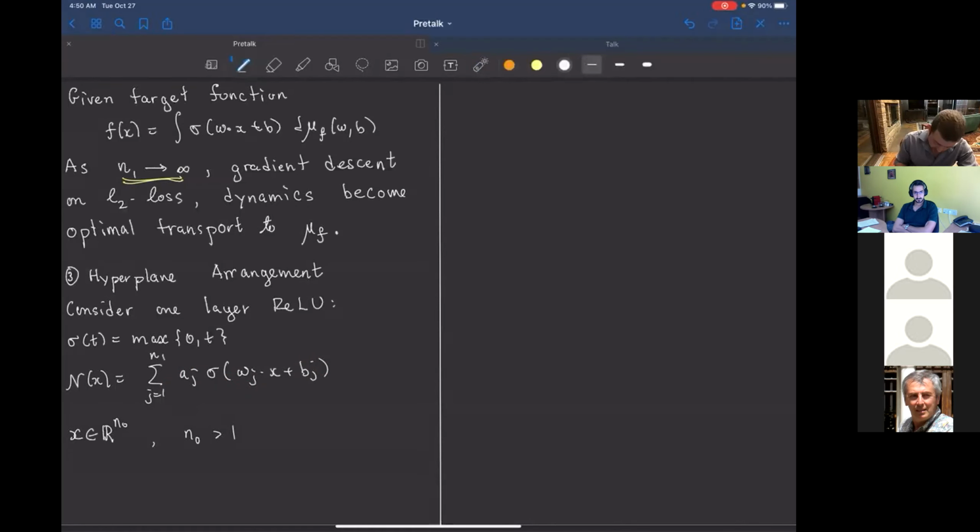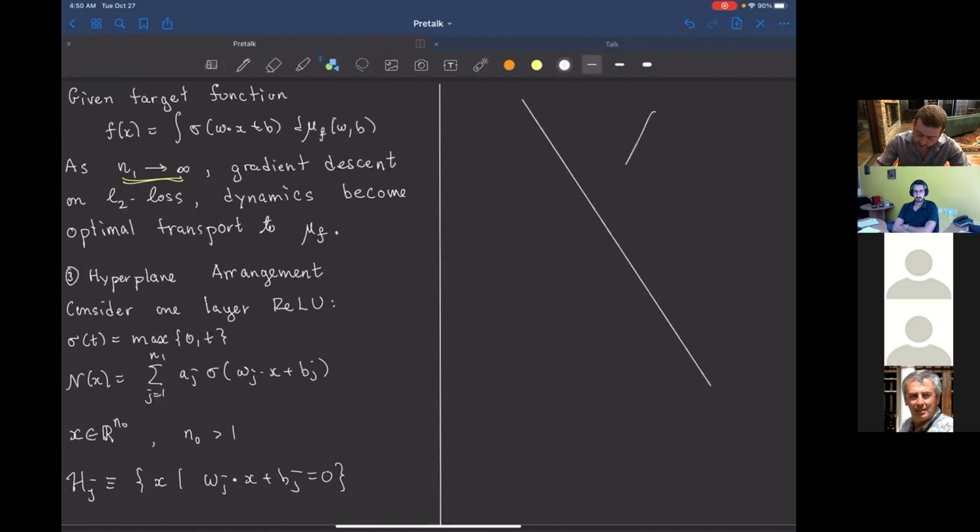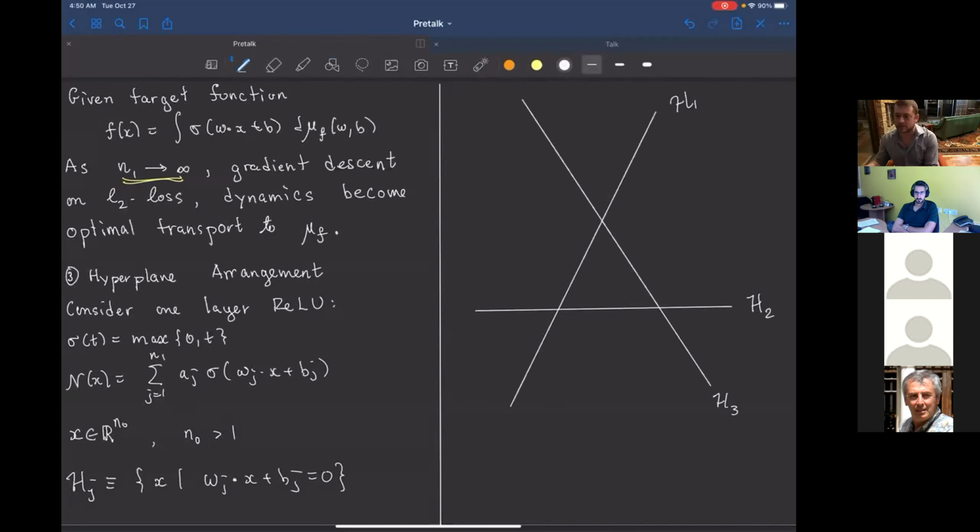Okay, so let me define hj as the set of x such that wj dot x plus bj equals 0. That's a nice hyperplane, and I can draw some of these hyperplanes. Let's say this is h1, this is h2, and this is h3. So the first thing is that given a ReLU network, you get some hyperplanes, and these hyperplanes tell you when different components turn on and off.